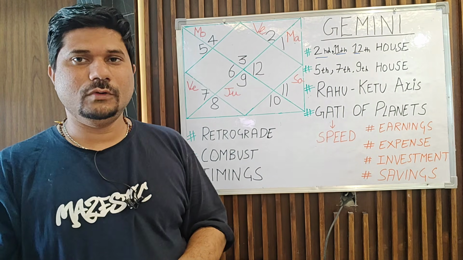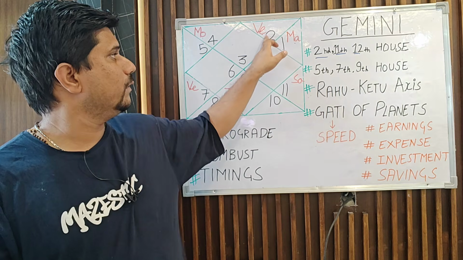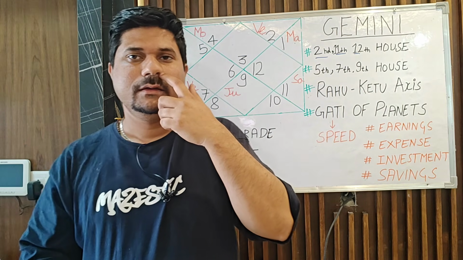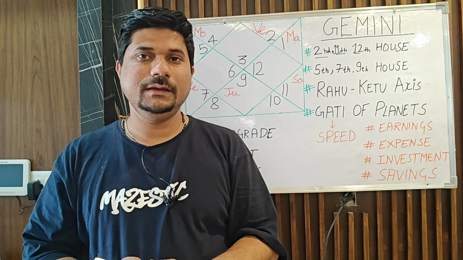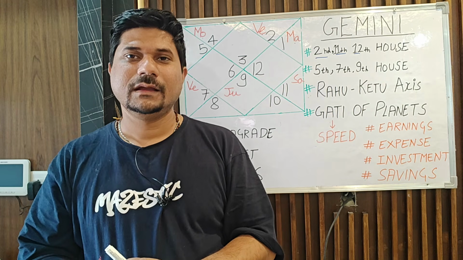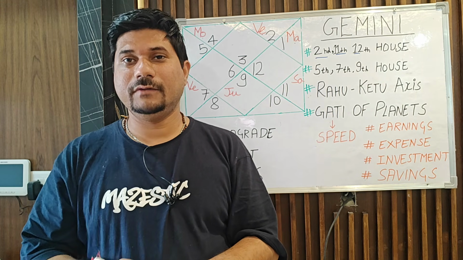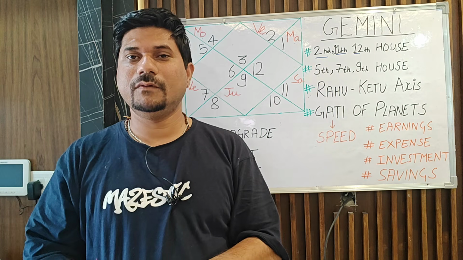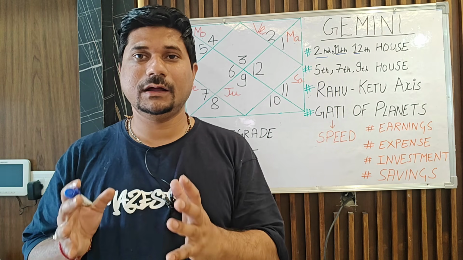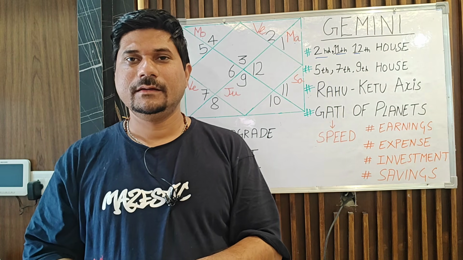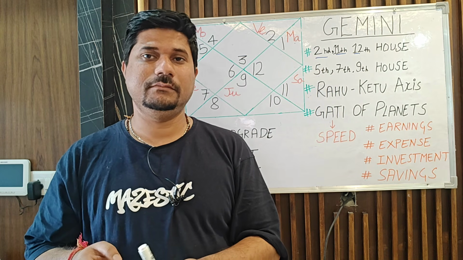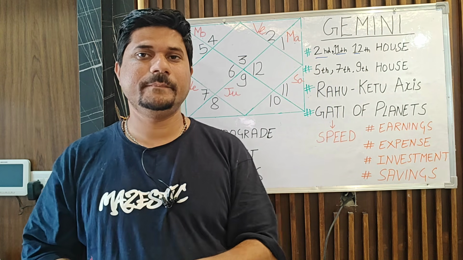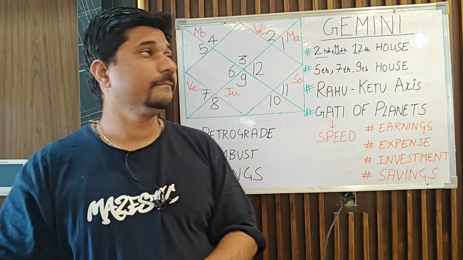Next is the 12th house. This is the house of your expenditure. So whatever your monthly or your daily expenses are going to be, they are seen through the 12th house. The 12th house is also the house of investments actually. Like if you want to study what kind of investments are best as per your chart, it may be stocks, government bonds, real estate, property, gold, any other asset also, that is seen through the 12th house.